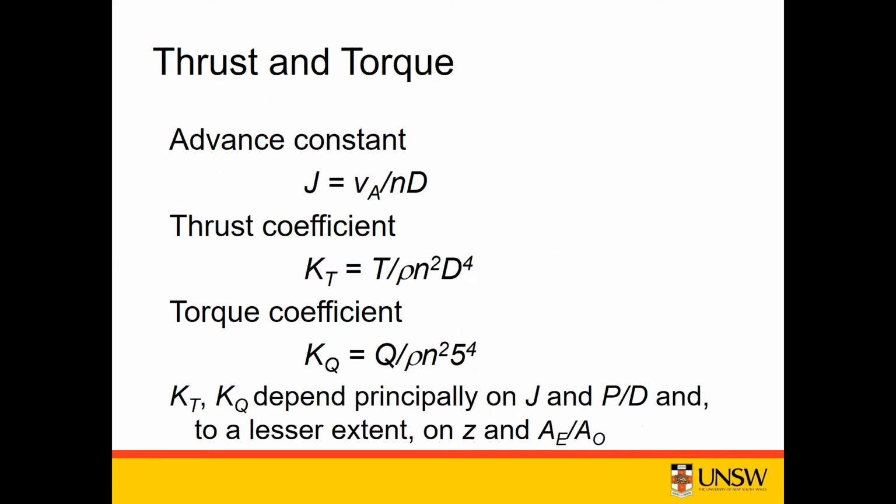We call the advance constant J the speed of advance made non-dimensional by dividing by the diameter of the propeller multiplied by the rate of rotation in revs per second. We have two coefficients, the thrust coefficient, which is non-dimensional, and the torque coefficient, which is non-dimensional. Both of them depend principally on the advance constant and the pitch ratio, and to a lesser extent on the number of blades and the blade area ratio.